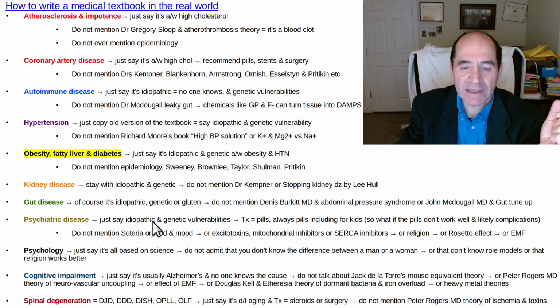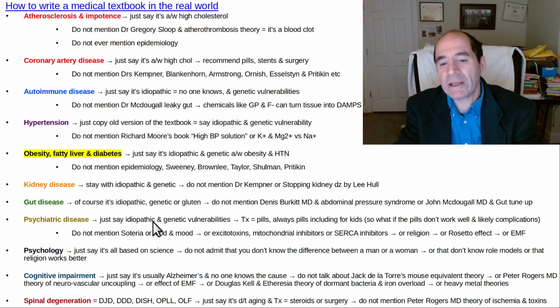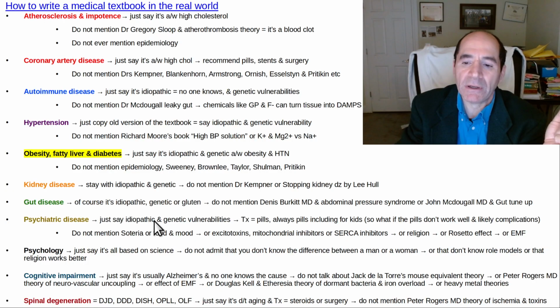Medical school in the United States is a joke. It's basically training in drug dealing. It's an embarrassment. When you start knowing something about medicine, really study a little bit of epidemiology, nutrition, and toxicology, you're embarrassed of these books. They're just a disgrace. Okay, psychiatric disease. Again, they'll just say it's idiopathic.